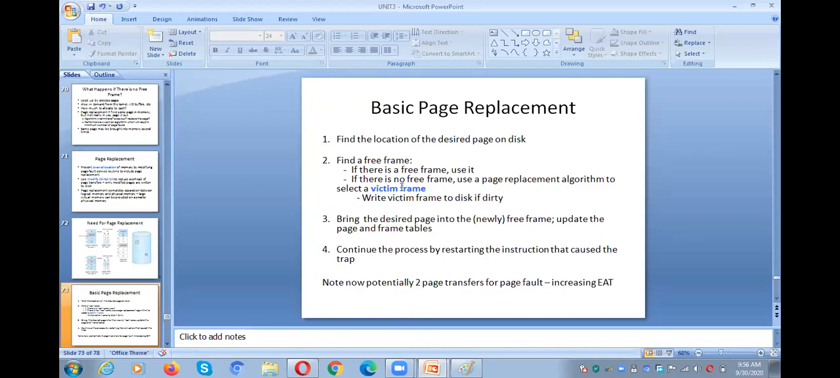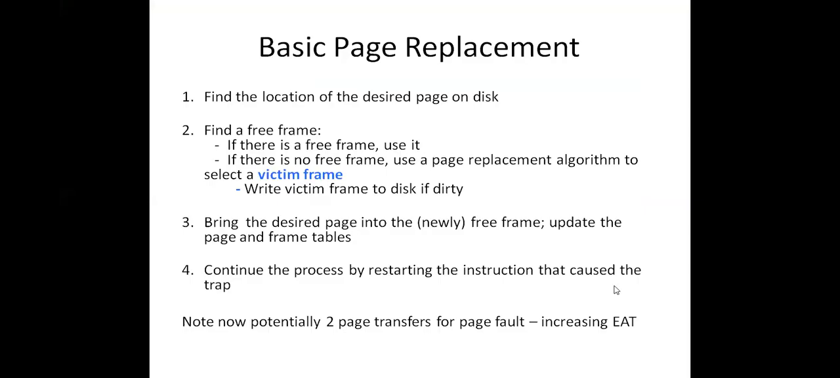So we need to find the location of the desired page on the disk. If there is a page fault, the operating system will check for the desired page on the disk. The page is on the disk, that means in the secondary memory or backing store. So what does the operating system have to do? It has to find a free frame. If there is a free frame, the operating system can use it. That means we can load a page from the secondary memory disk to a main memory free frame.